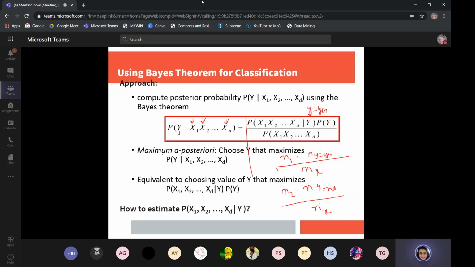So you have to maximize the posterior probability of y. It is equivalent to choosing the value of y that maximizes the numerator. So you have to pick the class that maximizes the numerator. Now please ask me questions, otherwise I will go ahead and finish this off. If you have a doubt, please ask me a question.